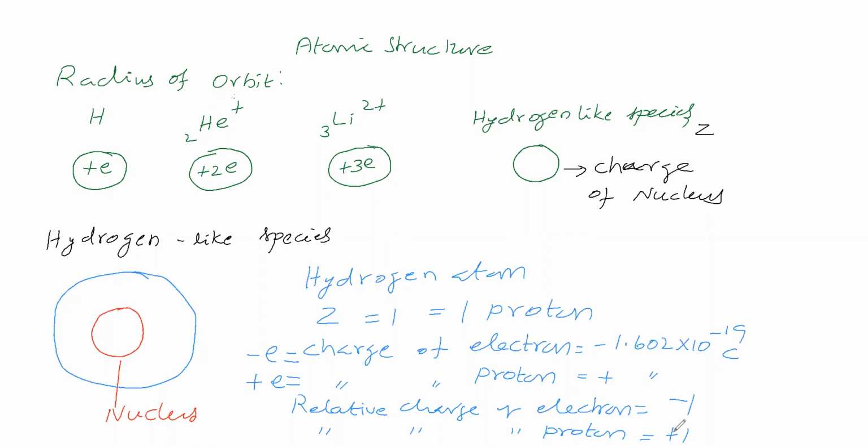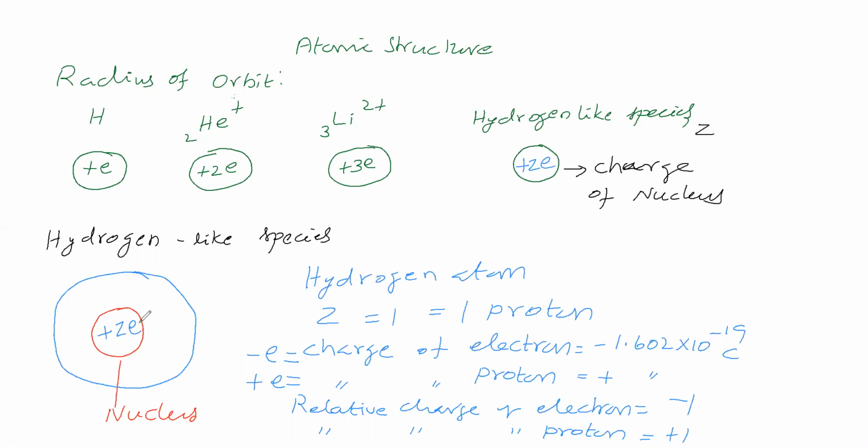As per your need, you substitute it. If you want actual, you substitute this. If you want relative, you substitute this. That's all. So you came to the conclusion that the charge of the nucleus is plus Ze. So the charge of the nucleus is done.